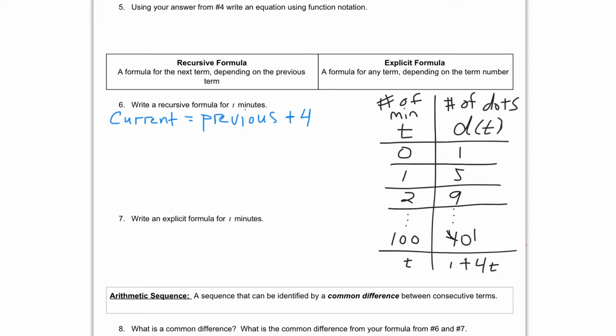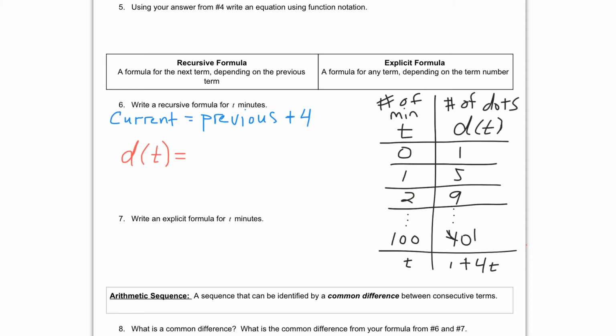So another way to write that is in function notation. So for function notation, our current amount of dots we would represent as our d of t. That's our y value. Now the previous is the y value right before it. So for instance, if I was talking about the number of dots at minute 2, which was the 9, I would need the number of dots at 1, which is the previous one. So it's the t value, but 1 less than that. So I need the 1 less than that, which is the 5, before I can add the 4.